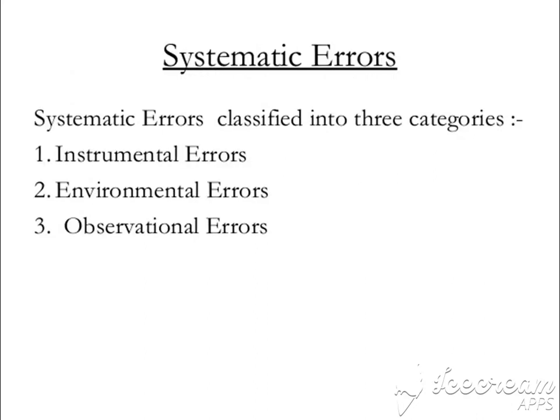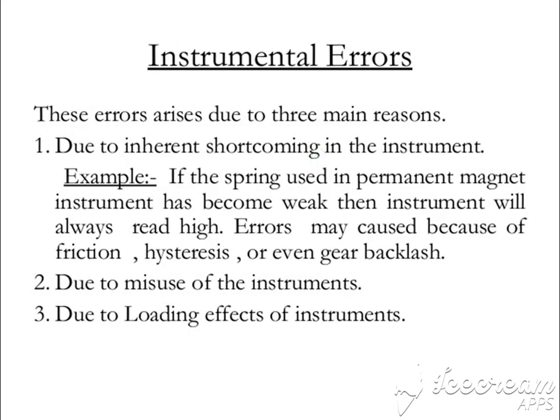Second is systematic errors. These errors are classified into three categories. The first is instrumental, second environmental, and third is observational. Now, as the name suggests, instrumental errors arise due to three reasons. The first is due to inherent shortcoming in the instrument. For example, if the spring used in a permanent magnet instrument has become weak, then the instrument will always read high. Errors may be caused because of friction, hysteresis, or even gear backlash. Second is due to misuse of the instruments, and third is due to loading effect of the instrument. So any error occurring because of the instrument will be categorized in instrumental errors.